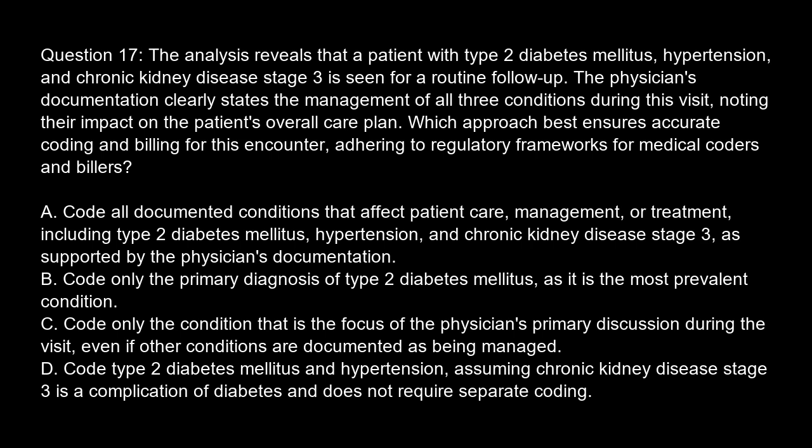Option B. Code only the primary diagnosis of type 2 diabetes mellitus, as it is the most prevalent condition. Option C. Code only the condition that is the focus of the physician's primary discussion during the visit, even if other conditions are documented as being managed. Option D. Code type 2 diabetes mellitus and hypertension, assuming chronic kidney disease stage 3 is a complication of diabetes and does not require separate coding.